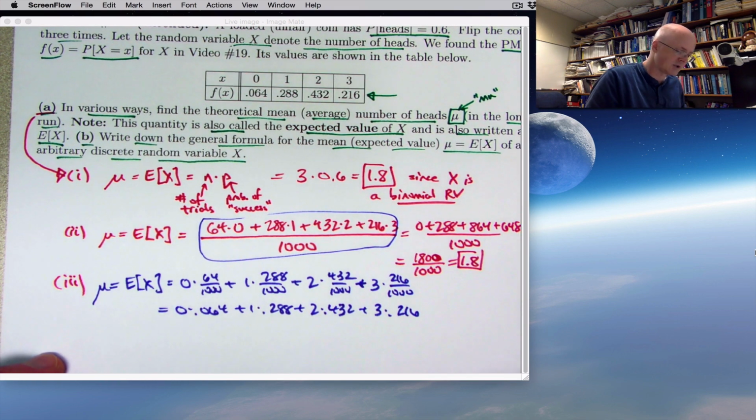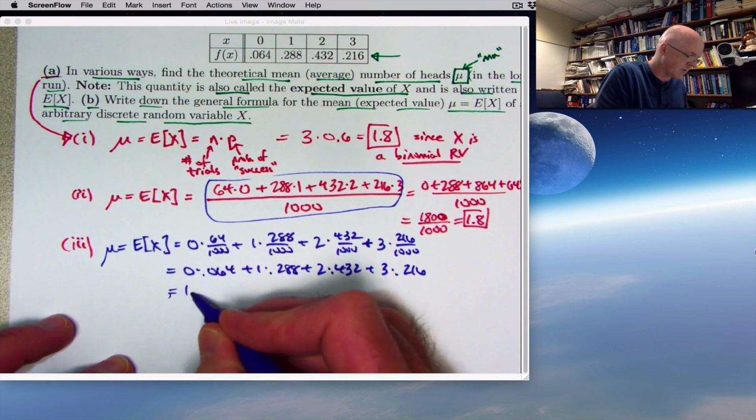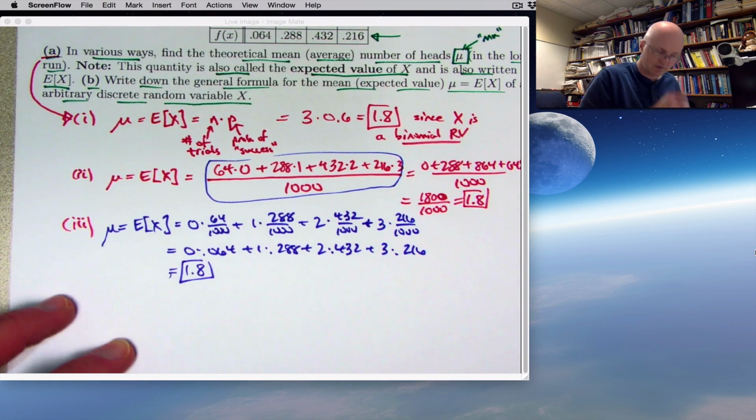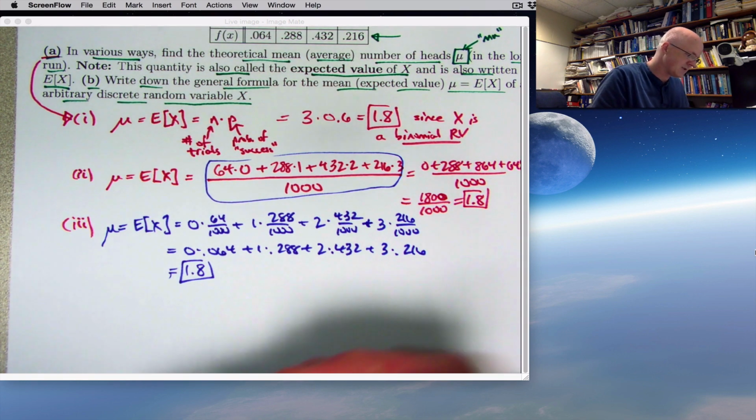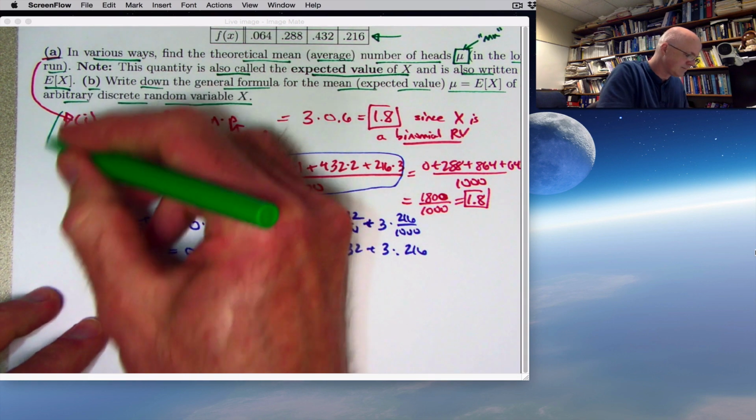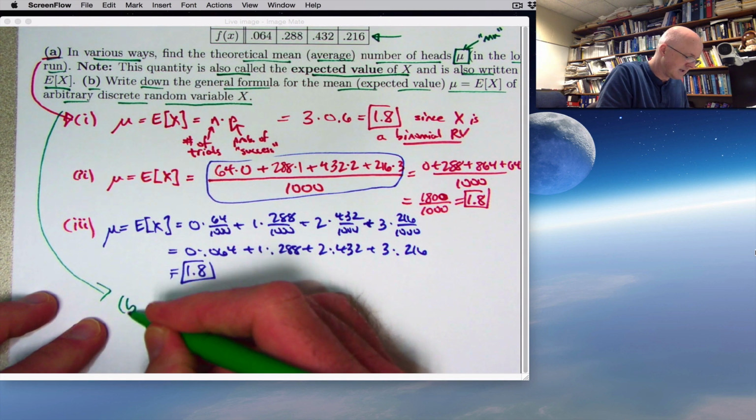And that's the formula that generalizes. You can check this does end up equaling 1.8 again. Check that on your own. For part B, that's how we generalize this to an arbitrary discrete random variable.